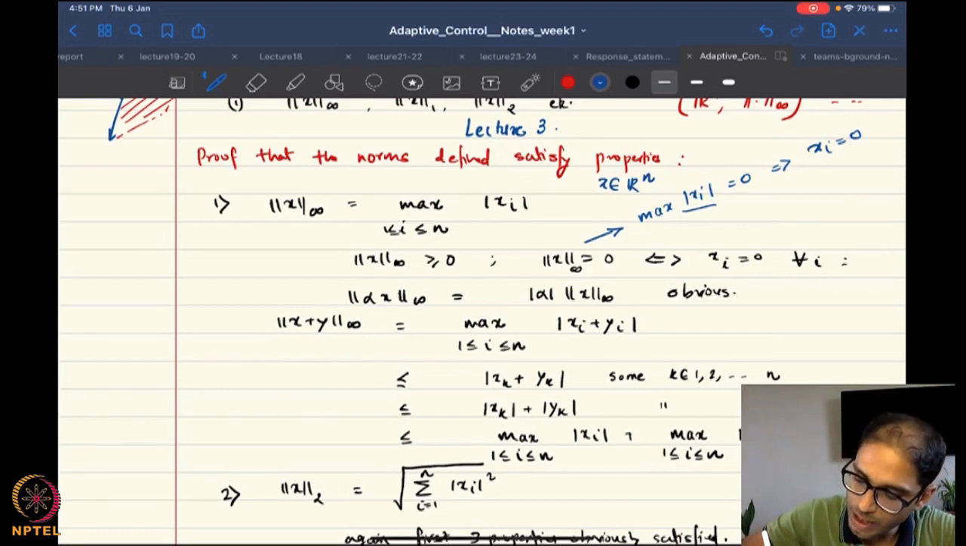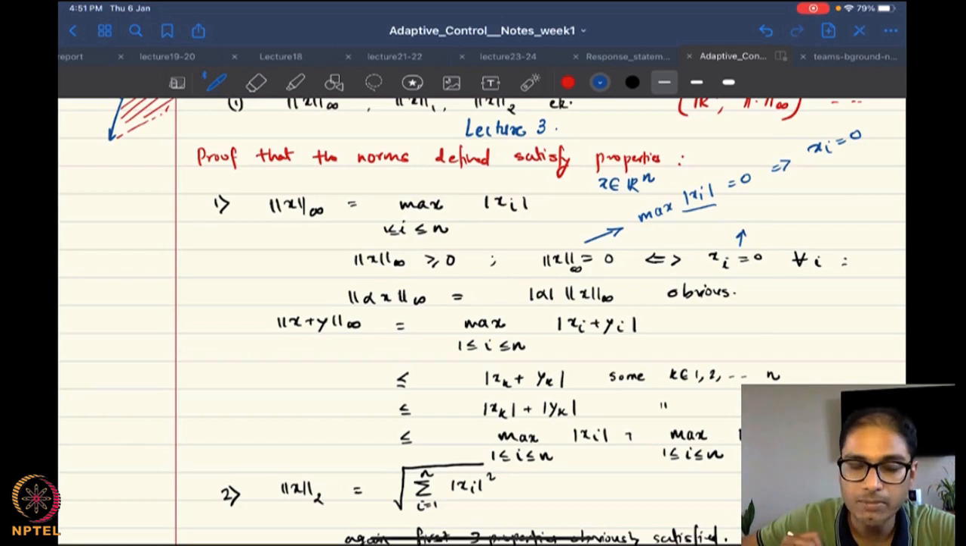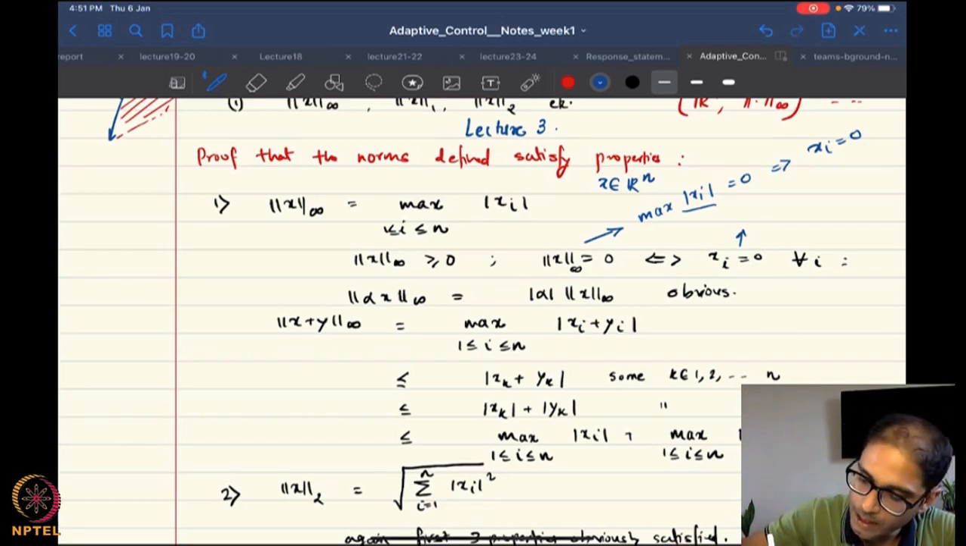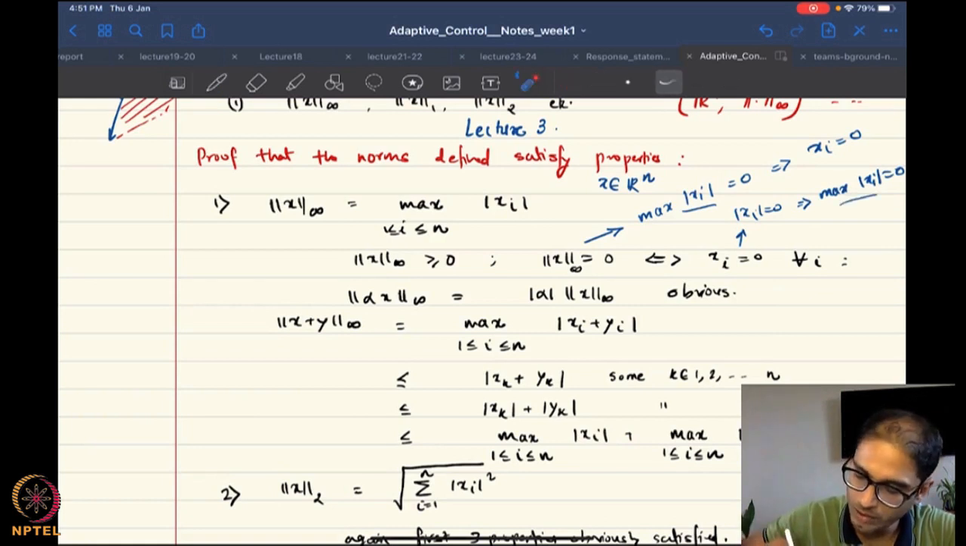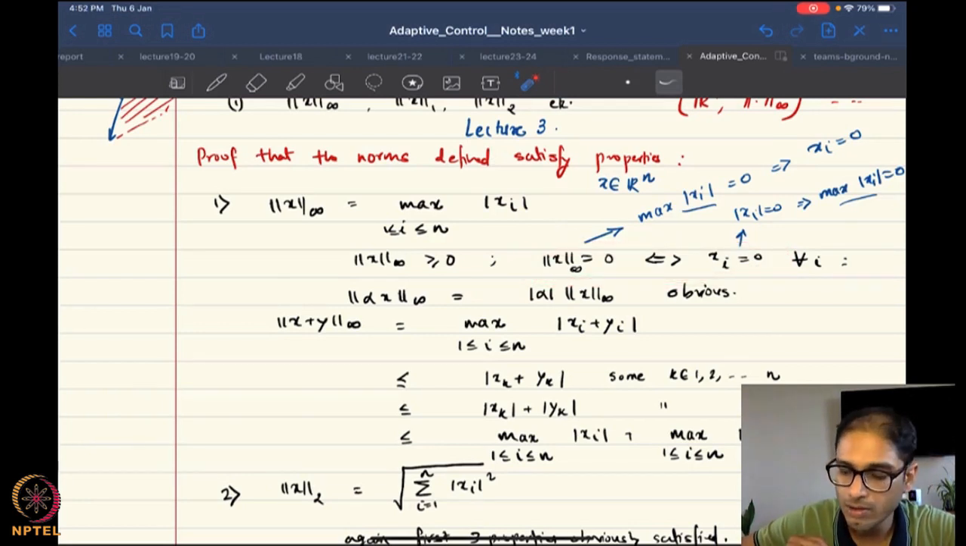On the other hand, if I start from here and I'm given that xi itself is 0, then it is obvious that the absolute value of xi is 0, and this means that the max of absolute xi is 0, right? And that's it. This is the infinity norm. So we have very easily proven that the infinity norm being 0 is equivalent to each component being 0, that is the vector itself being 0.